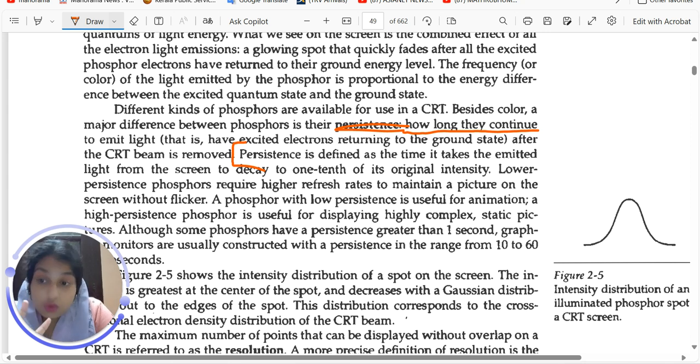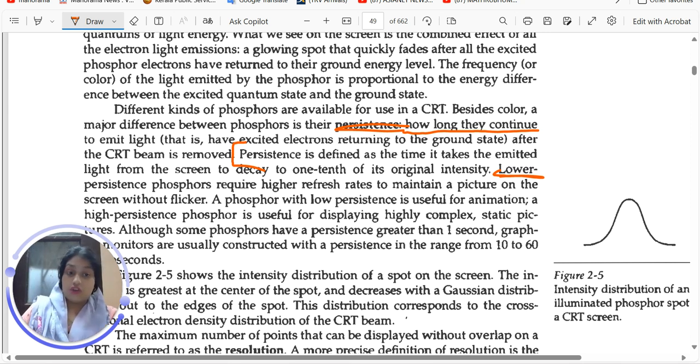So, there are two types of persistence, lower persistence and higher persistence. Lower persistence phosphors require higher refresh rates. Those having lower persistence require a higher refresh rate to maintain a picture on the screen without flicker. The picture on the screen should not flicker, so to avoid that, we need higher refresh rates. We have learned what refresh rate is, right? So, for lower persistence, it is important.